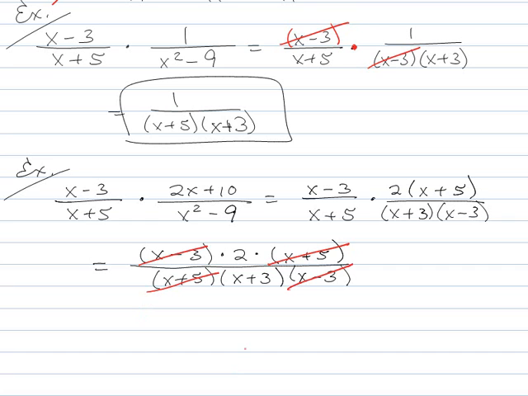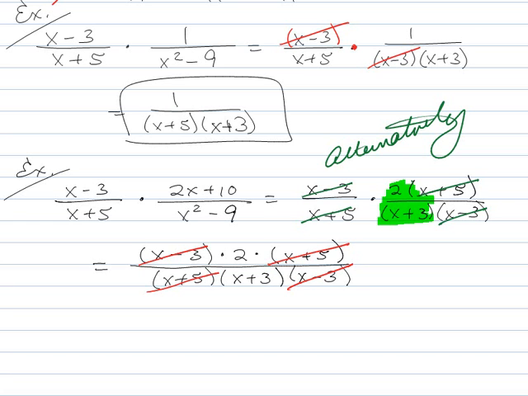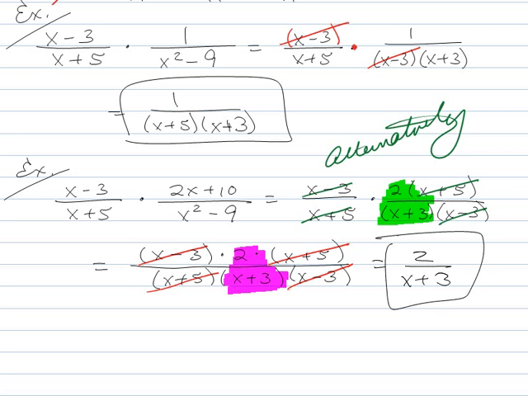So you can cross those out there, or alternatively, you could cross them out here. You could say x minus 3 crosses with that, and x plus 5 crosses with that. In this case, you'll end up with this. In the previous case, you'll end up with the exact same thing. So it's just an issue of if you want to actually write it out. 2 over x plus 3. Okay?